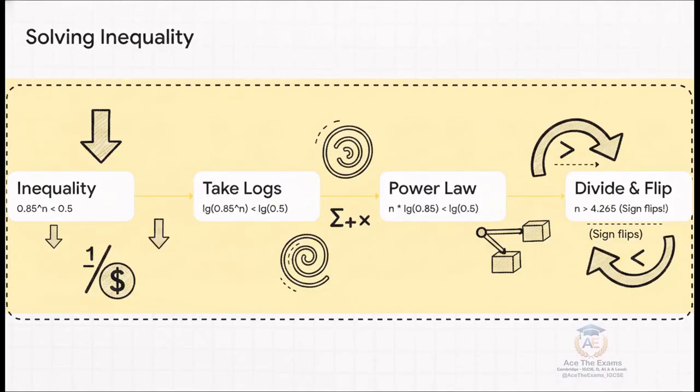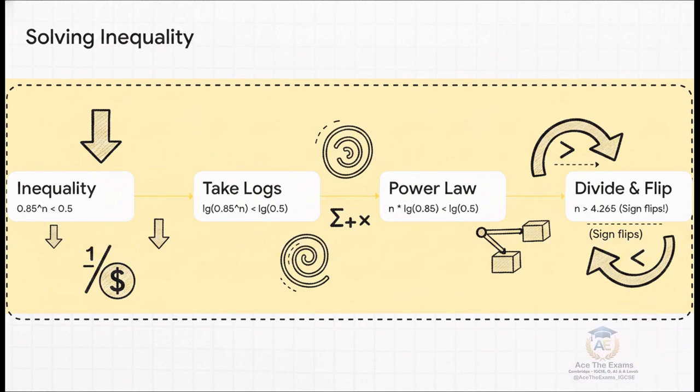Okay, this is where we separate the top-tier grades from the rest. Let's solve the inequality to find out exactly when the value drops below half its original price. Step 1. Set up the inequality. 0.85 to the power of n is less than 0.5. Step 2, we take the log of both sides. Step 3, use the power law to bring n down to the front.